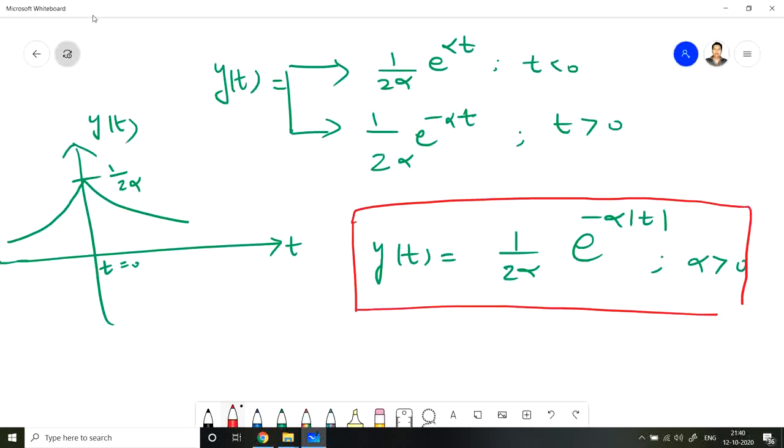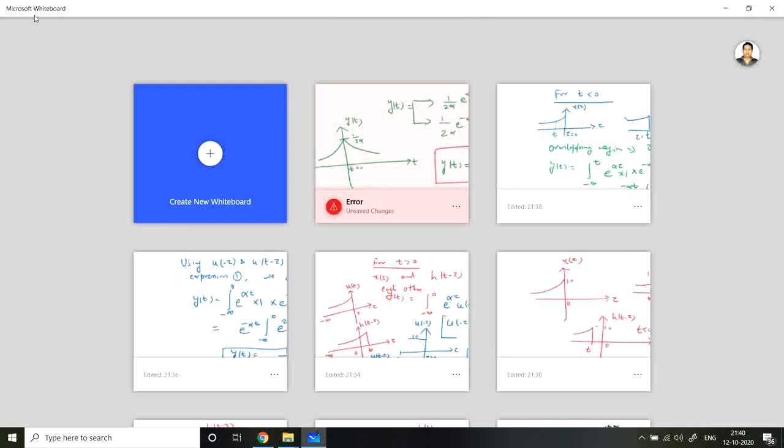So this is our yt. So this modulus, if t greater than 0, it is alpha t minus alpha t, and for t less than 0, it is plus alpha t. So we can solve another question.